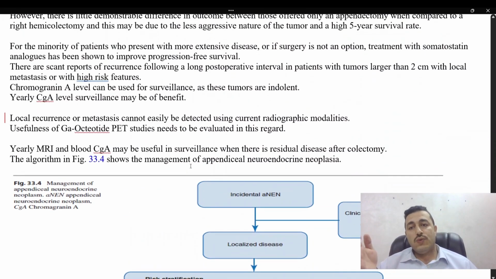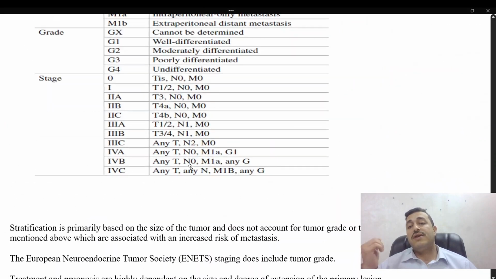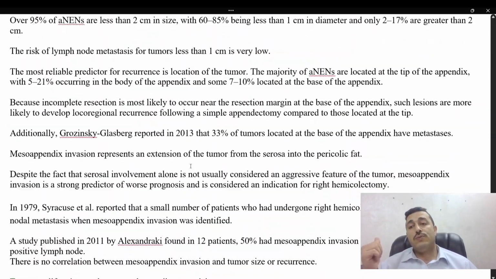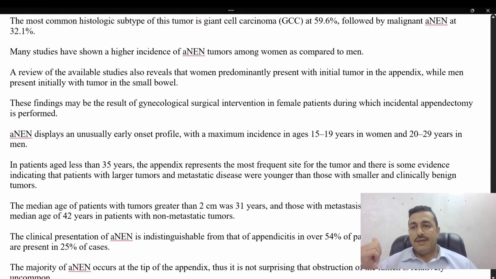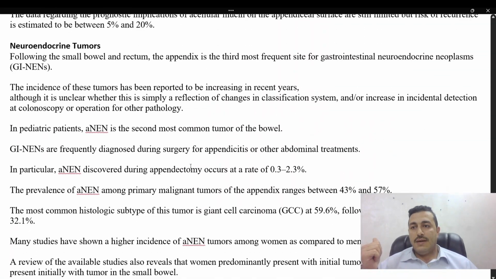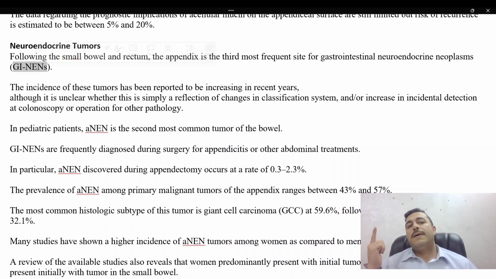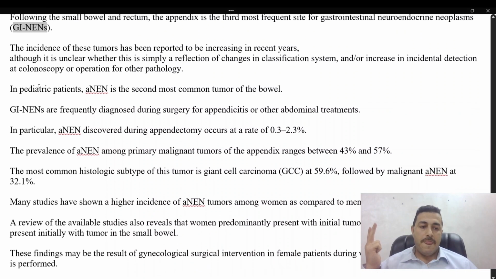Okay, what else can we add about the neuroendocrine tumor? That neuroendocrine tumor of the GI, you can see here. Let's go up a little bit. GI neuroendocrine tumor, the appendix is the most common site. It's more common in male. What else?